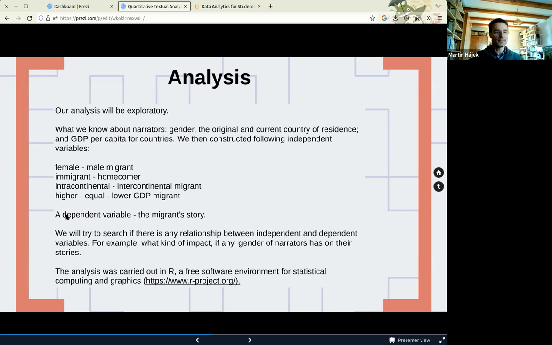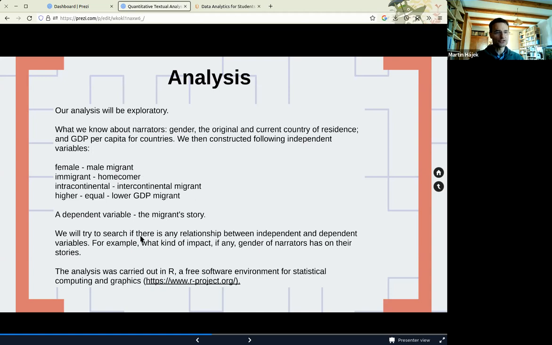And we have a dependent variable. It's the migrant story, and we will search if there is any possibility to explain variability or differences in migrant stories in relationship to these independent variables: female, male, etc.